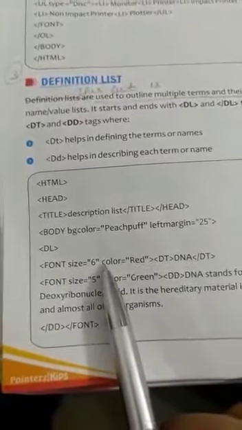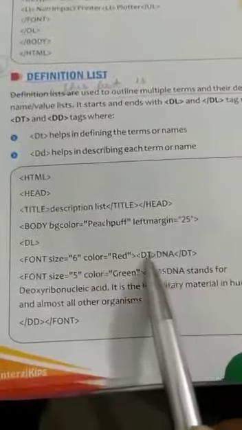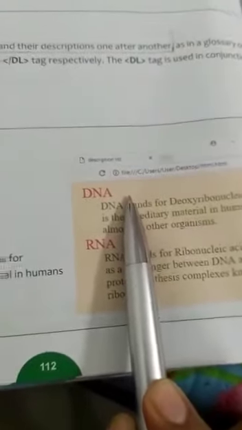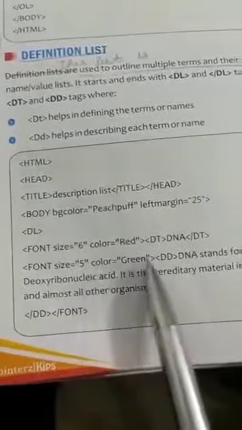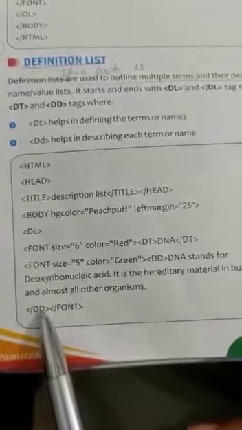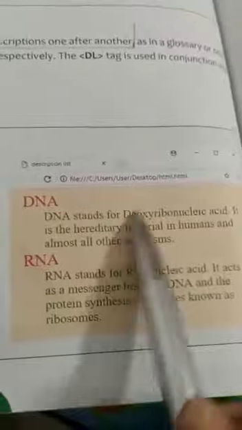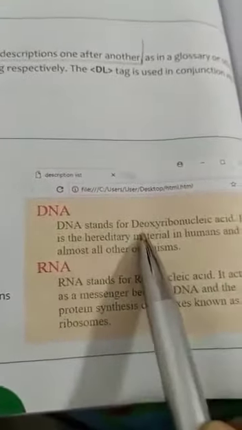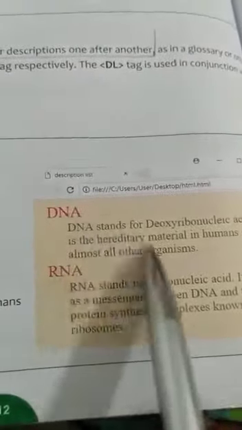Font size is equal to 6. Color is equal to red, and then the DT tag is used to define the term, that is DNA, and the DT tag is closed. See here, color is red, size is equal to 6. Font size is equal to 5. Color is equal to green, DD tag, and then the definition is written, closing of the DD tag and then closing of this font tag. Here the definition is written, its size is 5 and color is green, and the term size is 6 and color is red to differentiate it from the description.